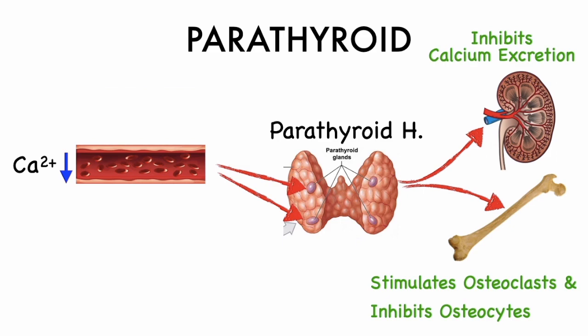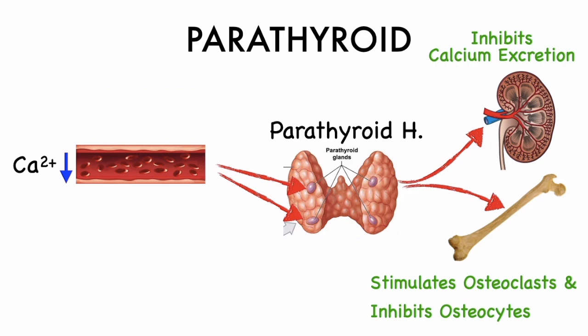The parathyroid gland secretes parathyroid hormone, and its target cells are the osteoclasts and osteocytes, as well as the kidneys. What does it tell the osteoclasts to do? It says activate, get going. So the osteoclast's job, of course, is breaking up bony matrix. So the osteoclast will begin to break up bone and release calcium into the blood. That way we restore blood homeostasis. That way all of our muscles and all of our nerves have plenty of calcium.